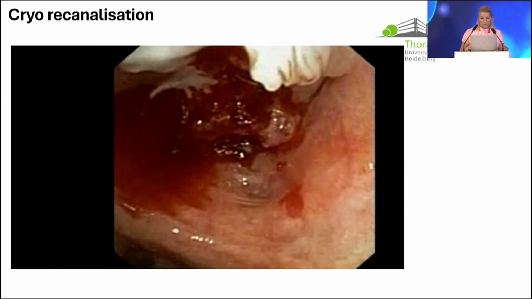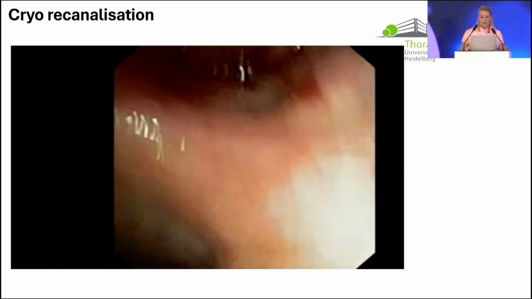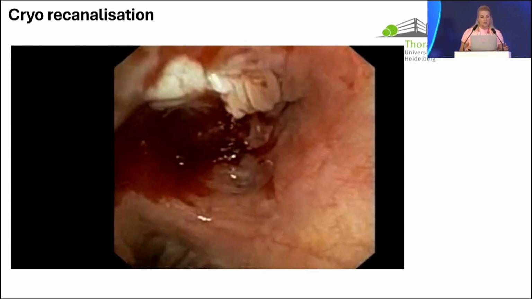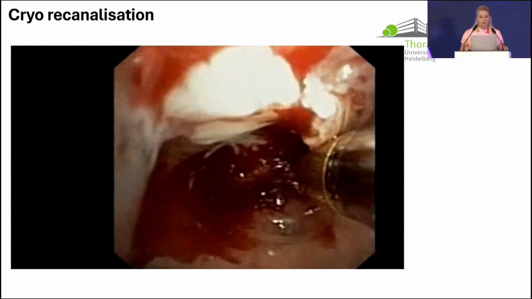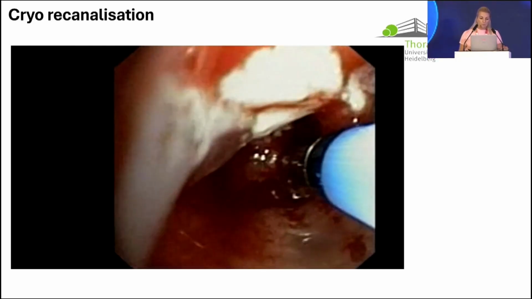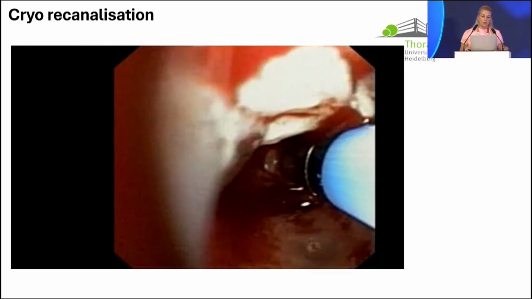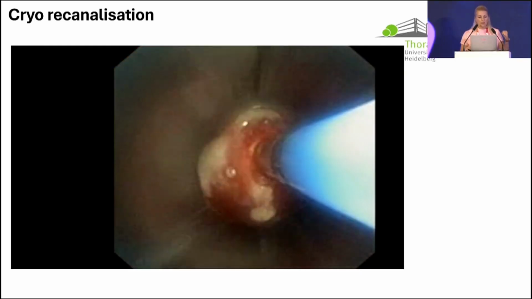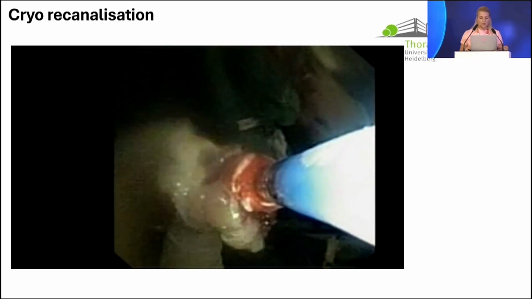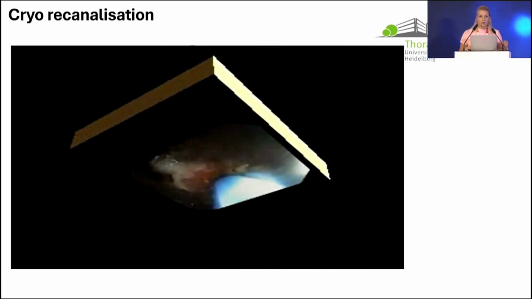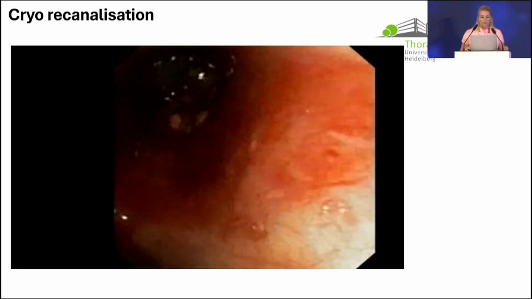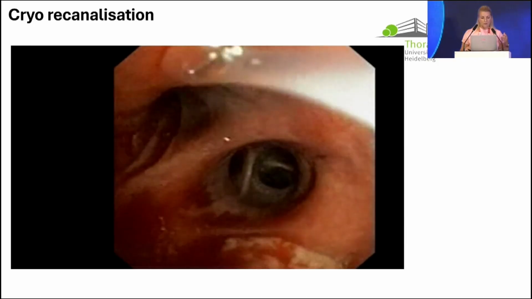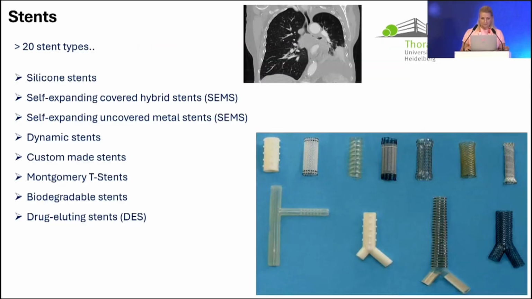Here is another video, a right upper lobe tumor. This is not an emergency, but this is a recanalization of the upper lobe. You see, we try to move the cryo probe in the middle, not touching the wall, because in this way we would also remove parts of the wall. Then in one go we remove a good part of the tumor, reopening the right upper lobe.